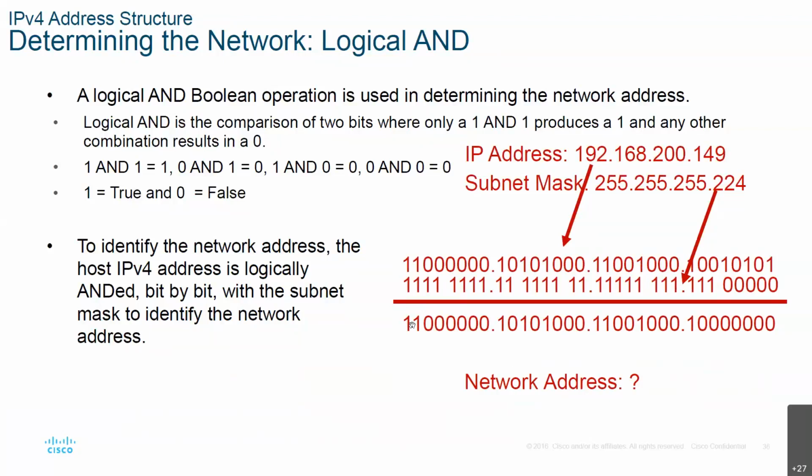So this is my network address. We just convert it back into decimal. So this one would be 192.168.200.128. This is my network address. How did you calculate this network address? By taking any IP address and the subnet mask and doing ANDing, you can come out with your network address.